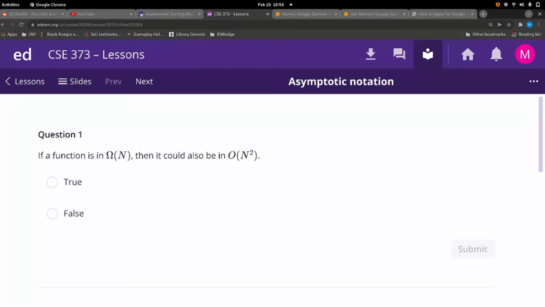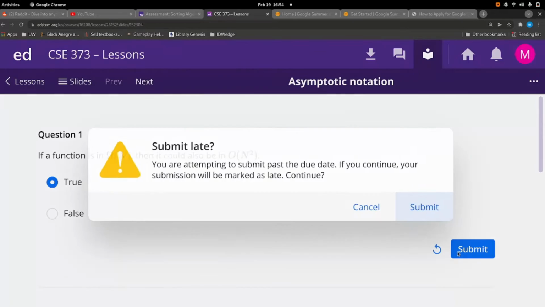Okay, so if a function's runtime is greater than or equal to the smallest possible linear function, then it could also be less than or equal to the largest possible quadratic function. In this case, that would be true because all big omega of n is saying is that it's greater than or equal to linear, and all O of n squared is saying that it's less than. So it could be greater than linear, but that also means that it could be less than quadratic.